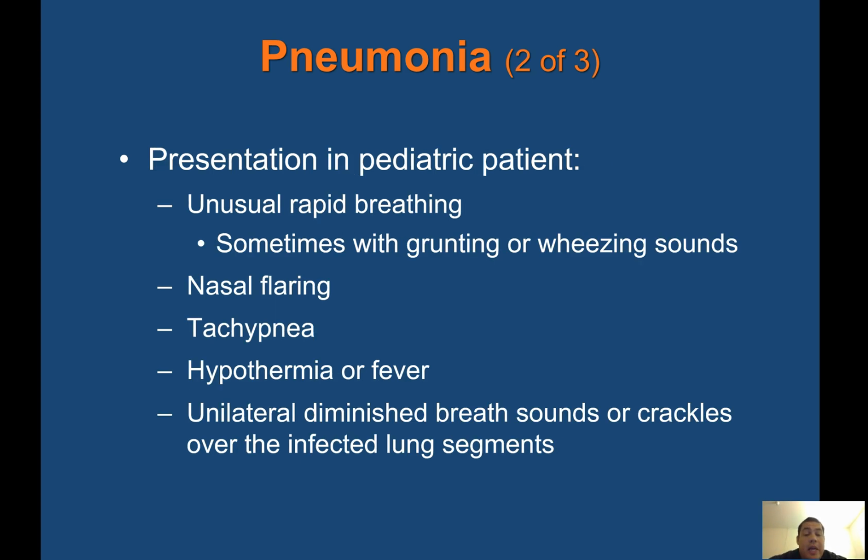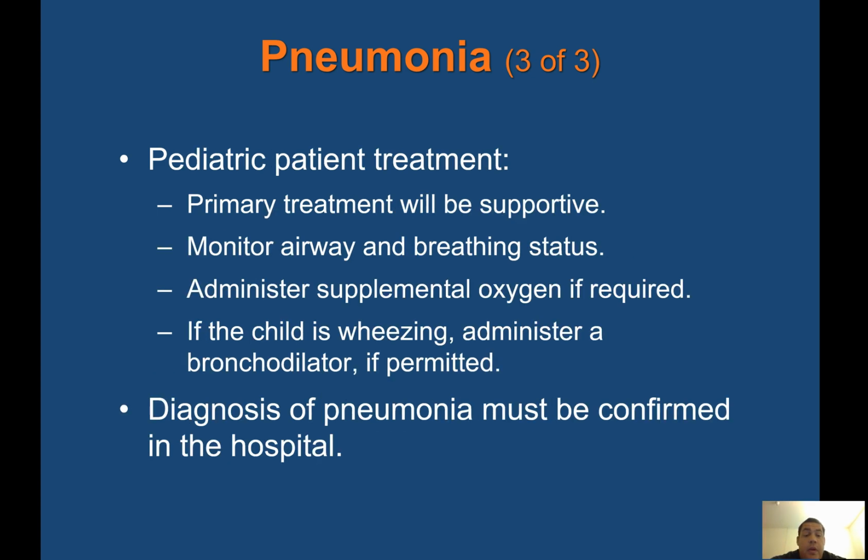Presentation of a pediatric patient: unusual rapid breathing, sometimes with grunting or wheezing sounds, nasal flaring, tachypnea, hypothermia or fever, and unilateral diminished breath sounds or crackles over the infected lung segments. Pediatric patient treatment: primary treatment will be supportive. Monitor airway and breathing status and administer supplemental oxygen if required. If the child is wheezing, administer a bronchodilator if permitted. Diagnosis of pneumonia must be confirmed in the hospital.